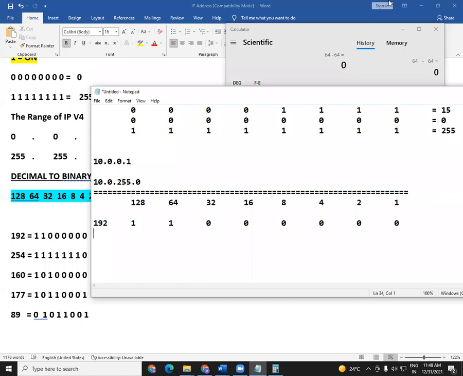Okay, can you tell me any number, please? Any number between 0 to 255, so that I can show you how to convert that decimal number into binary. The number should be between 0 and 255 only, because an octet is limited to 8 bits. So anyone, please, any number between 0 to 255?